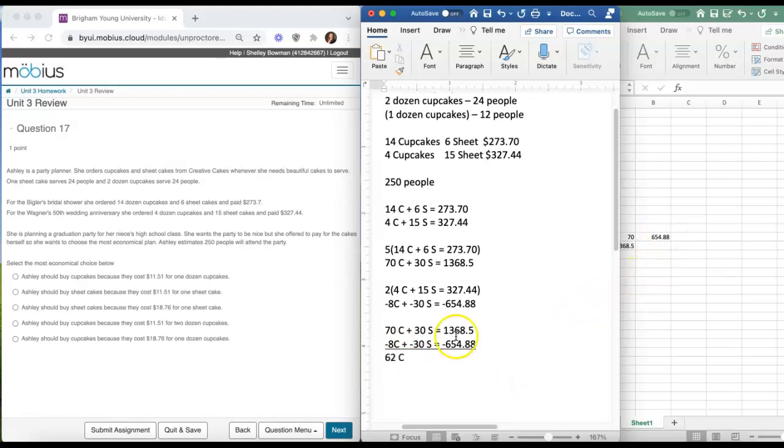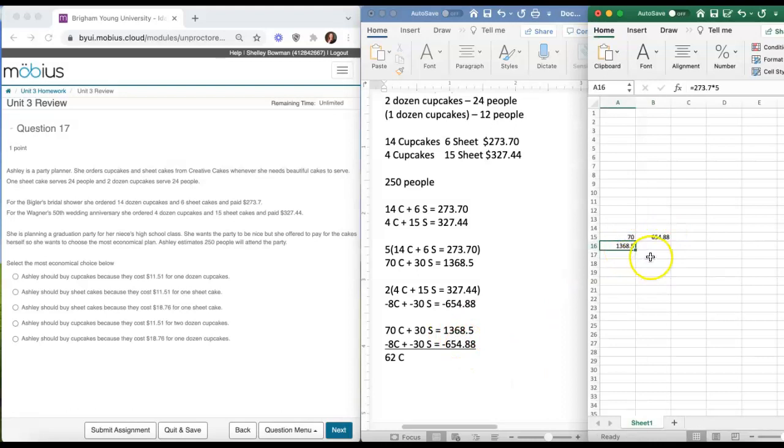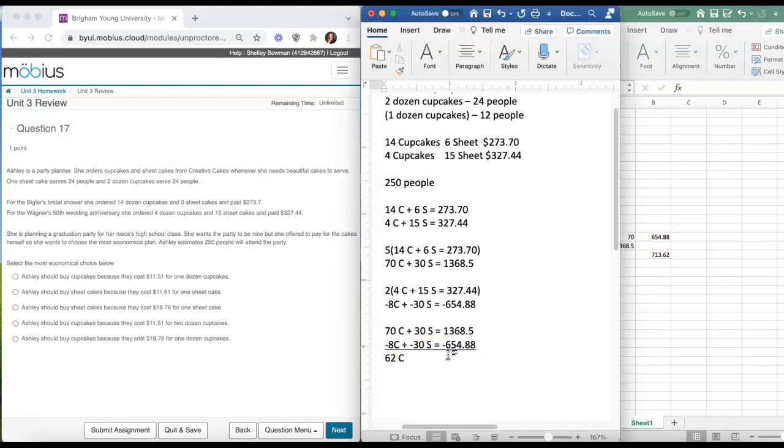And then I'm going to subtract those two numbers, and since I have them here, I can just cell reference equals the 1368.5 minus the 654.88. And because I used this to calculate it, I don't have to worry about any typos. Okay, so then I equal 713.62. And to continue solving, we're going to take this equation and divide both sides by 62. So I'm going to show my next step down here.